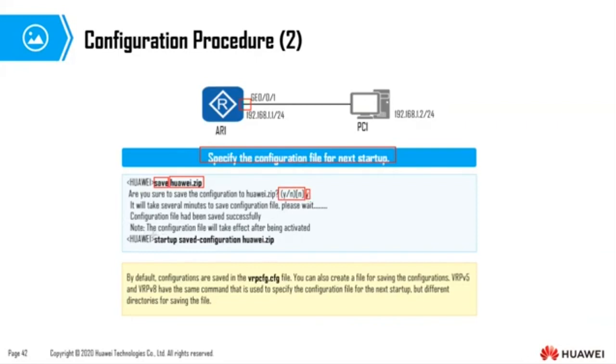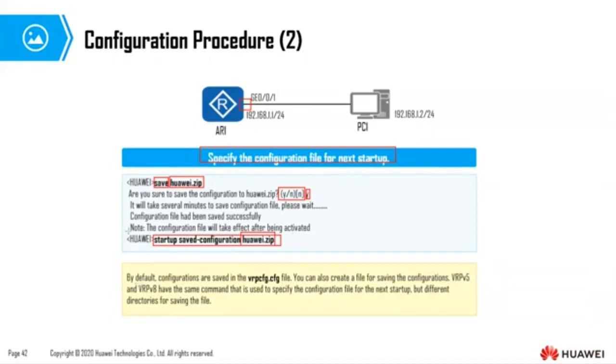Okay, then you use the command startup saved-configuration, then the name of that particular file that we've saved the configuration in. So when you do this, this is the file that is going to be used during the next startup. This is the configuration file that is going to be used if you restart that particular router.